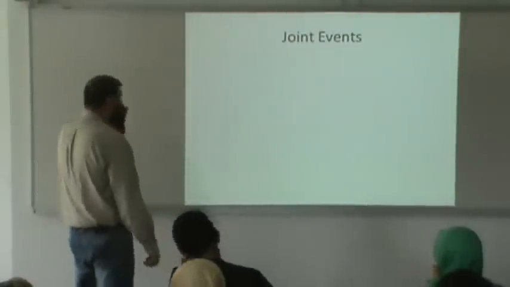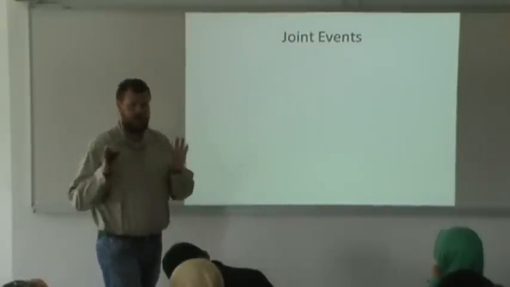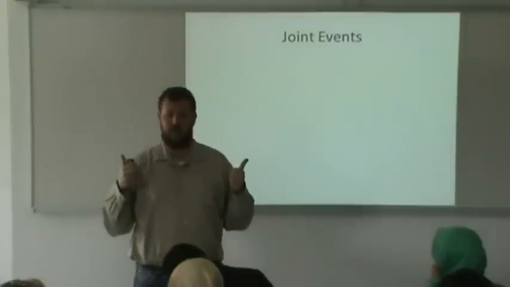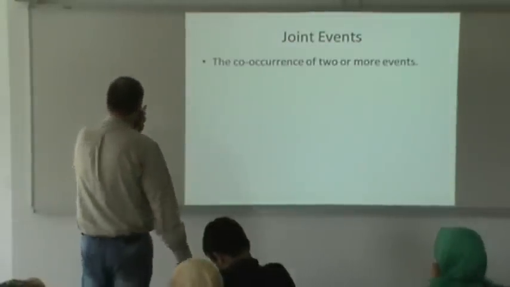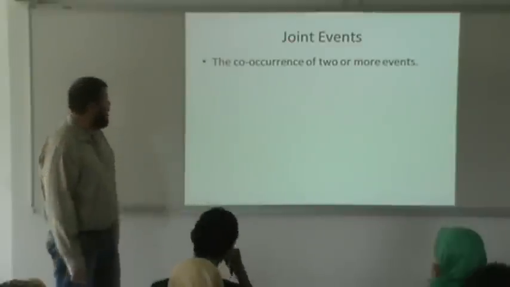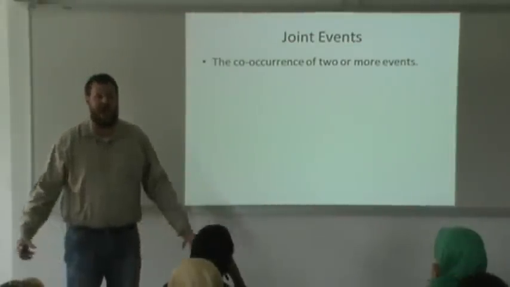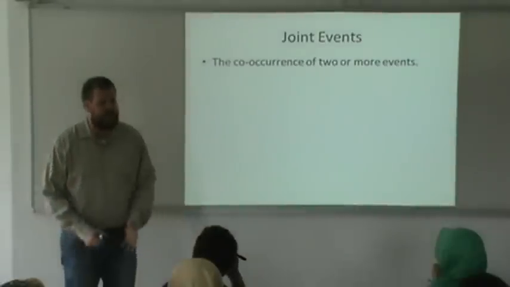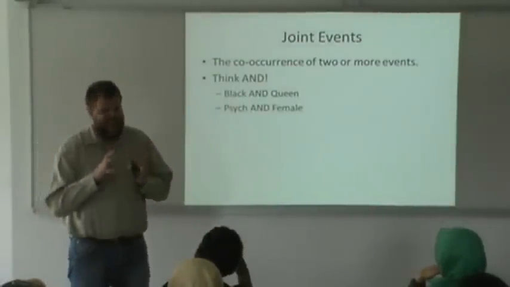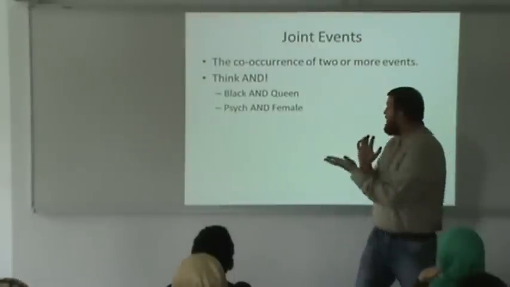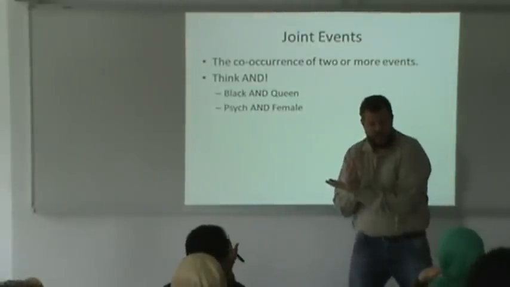Okay, so let's talk about joint events. Is everyone cool with what we've covered so far? Awesome. So a joint event is the co-occurrence of two or more events. It happens jointly, it happens together. So think about "and." A joint probability is asking about "and."